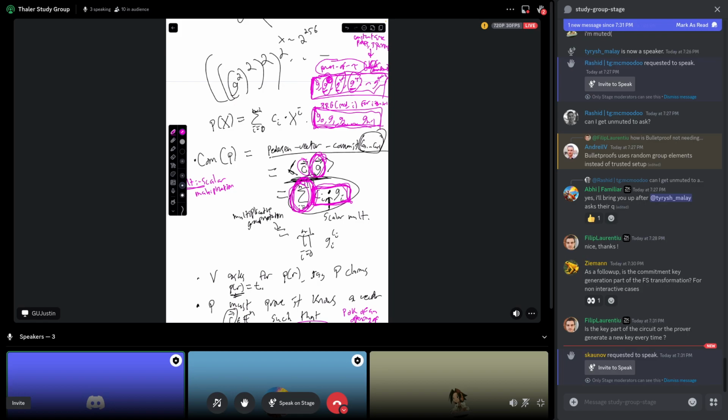The downside is because there's no trusted setup, our evaluation proofs are going to be bigger and take a heck of a lot more time to verify.